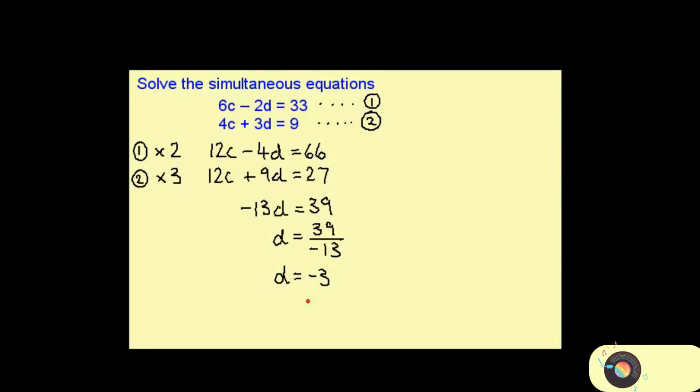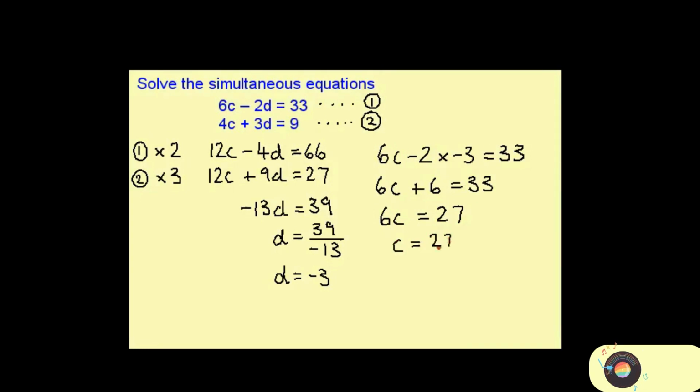I now need to use my value for D to calculate C. What I'm going to do is substitute the value for D into this first equation. So I have 6C minus 2 times minus 3 equals 33. This is 6C plus 6 equals 33. So 6C is 27. Solving this for C gives me 27 over 6, which gives me the value 4.5. So we have our two answers, D equals minus 3 and C equals 4.5.